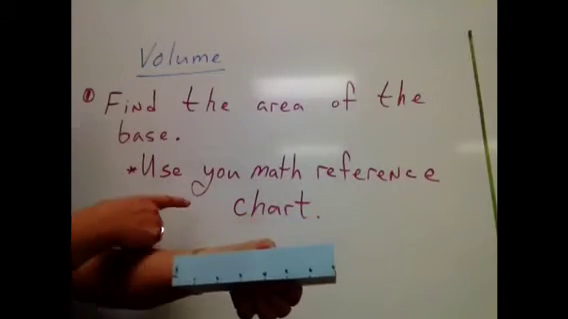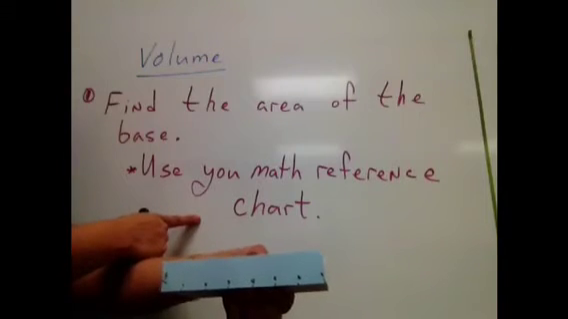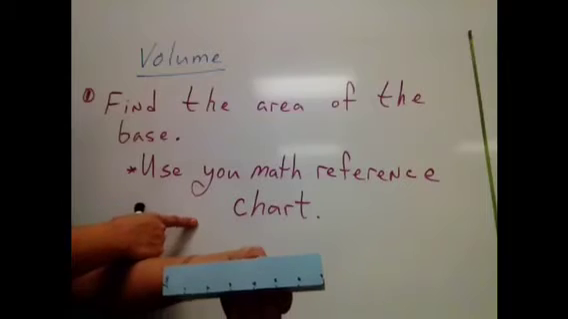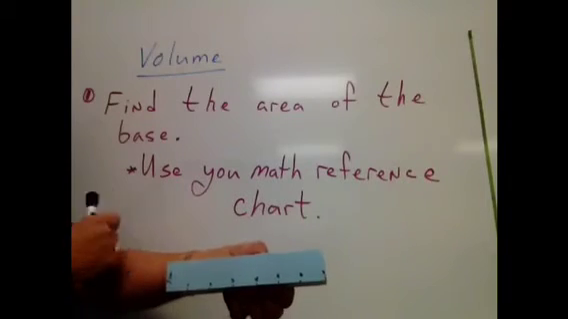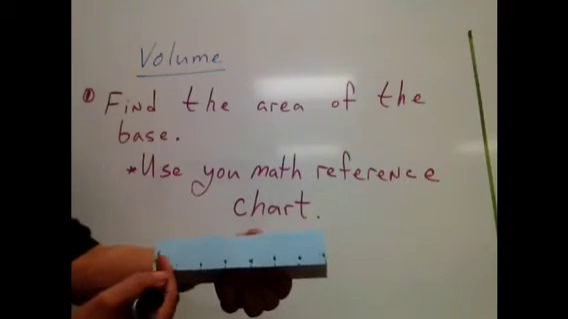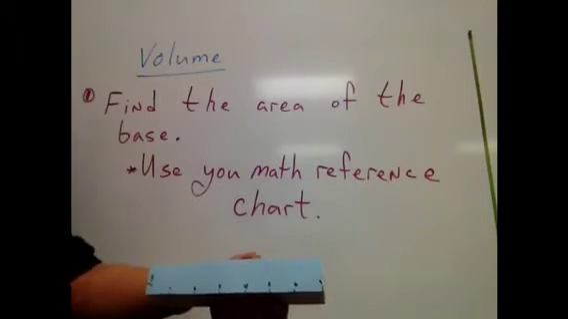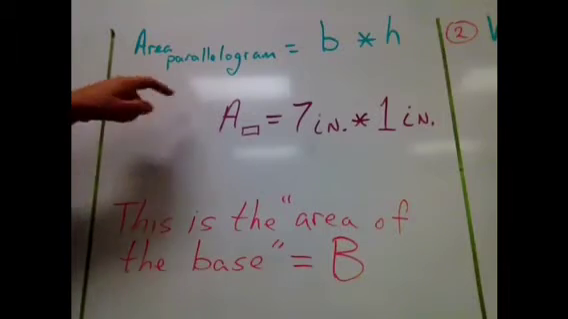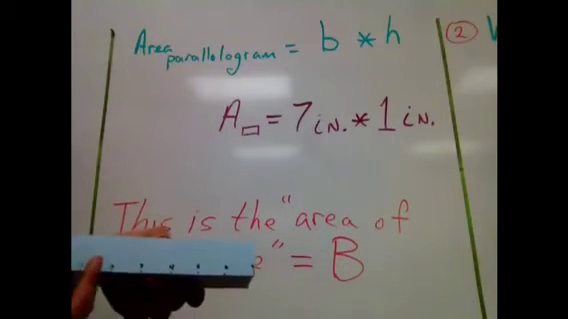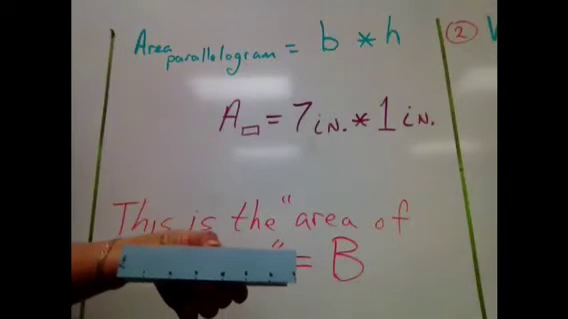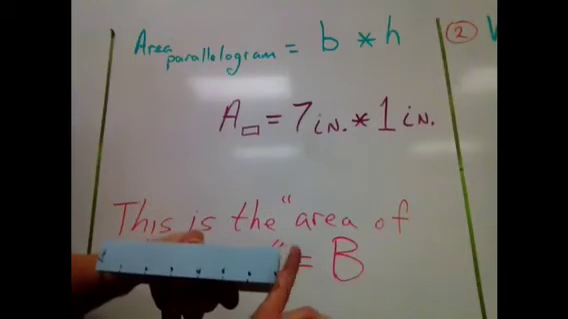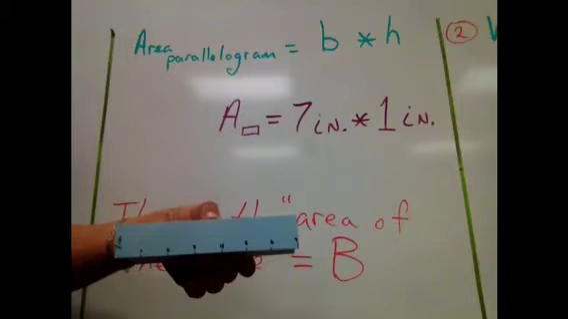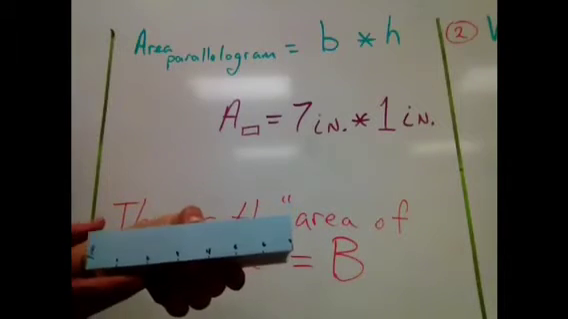Okay, so we're going to use our reference chart. Remember, the one I gave you, the one that should be in your binder. We have all kinds of formulas there. We're going to use that to find the volume. So remember, we're going to find the area of this rectangle. Here we have the area of a parallelogram, because this is a parallelogram. It's a rectangle, and the rectangle has parallel sides, top and bottom, so the whole thing is a parallelogram. It tells us base times height.